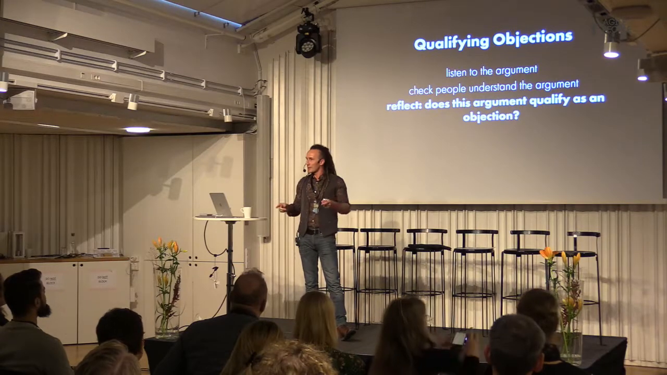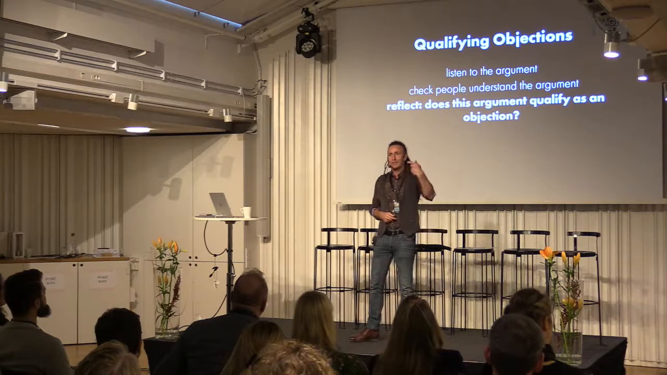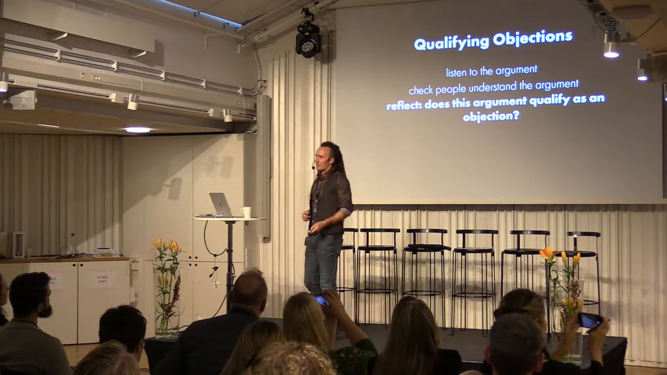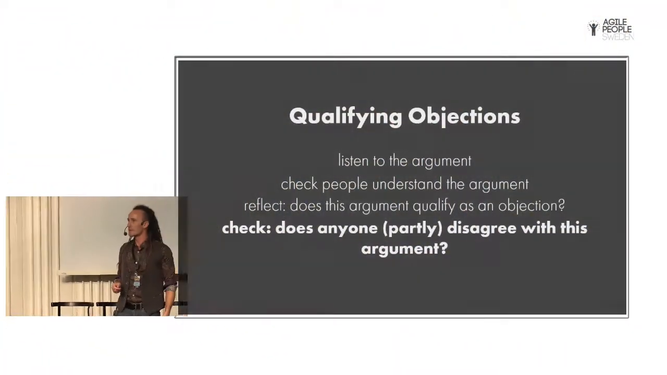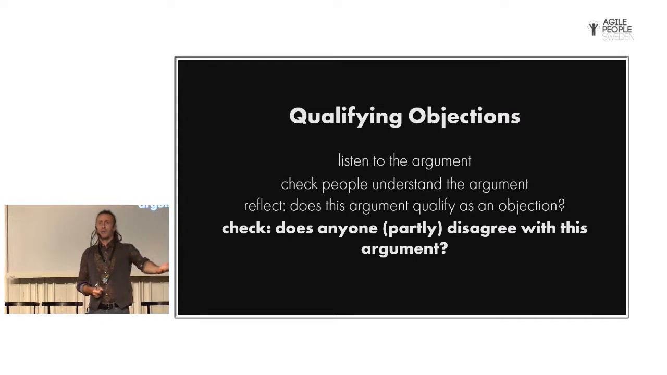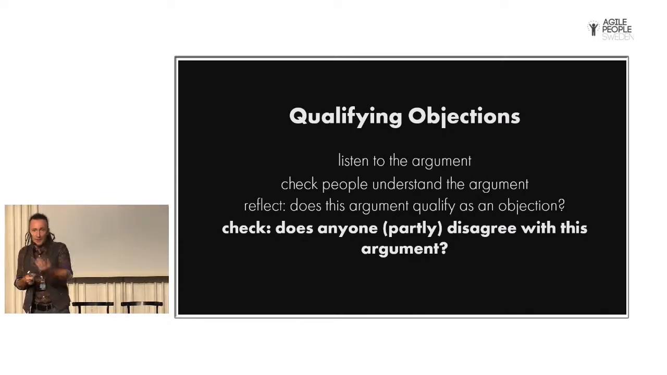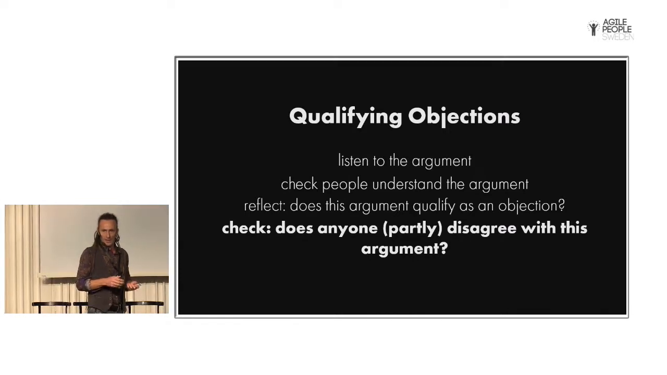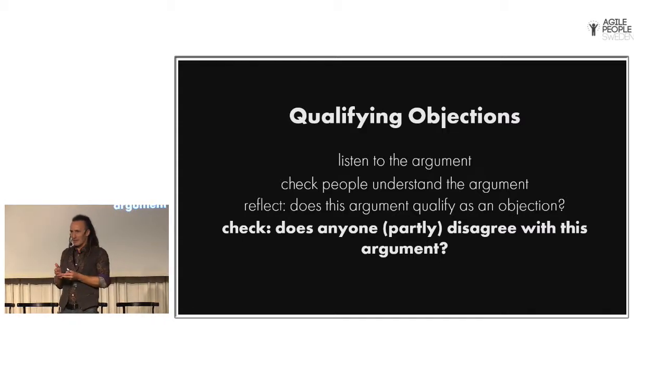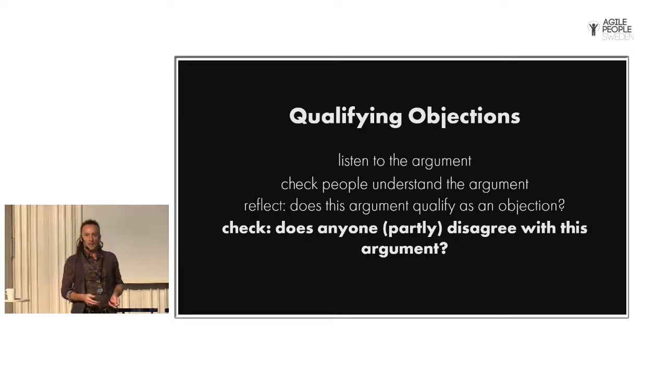Reflect, everybody. Do you think this argument qualifies as an objection? Does this argument reveal the potential for unintended consequences we want to avoid, or a worthwhile way to improve? And does anybody disagree with this argument, totally or partly? This is the question, because if you say, I've got an objection, and then you just say, okay, well, you've got an objection, so we'll just have to change everything now as a consequence, you're missing a point, because the person might be a little bit off the rails on their argument. It could be partly or entirely untrue.